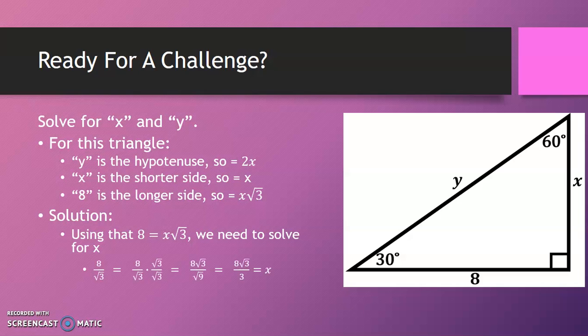So to set it up, we divide both sides by the square root of 3, like we would have done on the last problem. For this one though, when you divide by the square root of 3, it's left in the denominator on the left side. You see 8 over the square root of 3.